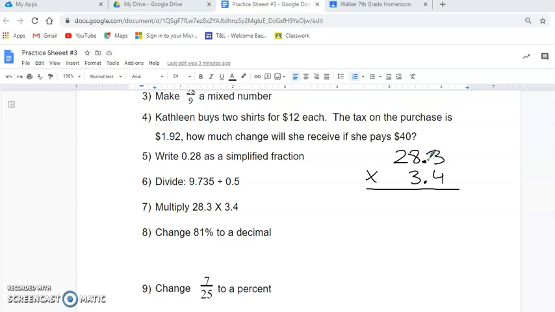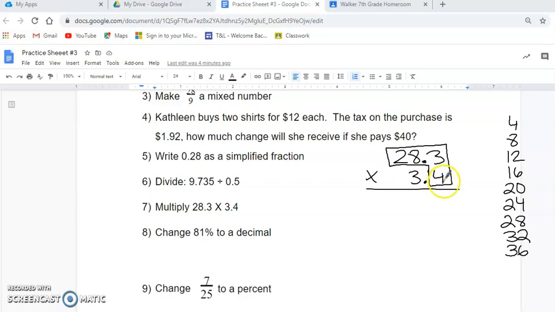So I'm going to do my tables for my 4s. 4 plus 4, 8, plus 4, 12, plus 4, 16, plus 4, 20, plus 4, 24, plus 4, 28, plus 4, 32, plus 4, 36. I'm doing that because I'm going to multiply this first. Okay? So make sure that's what you're multiplying. Okay? 4 times 3, then 4 times 8, then 4 times 2.